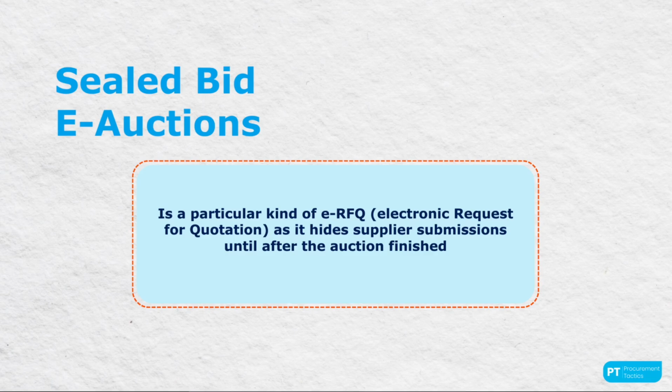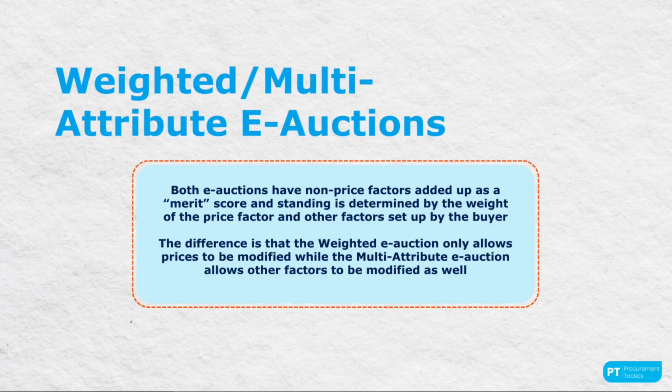There's also one round of submissions which ensures fair competition and that the suppliers provide the best they can offer. Weighted or the multi-attribute e-auctions are two kinds of e-auctions that are extremely similar, but with one major difference. Both e-auctions have non-price factors added up as a merit score. In both e-auctions, standing is determined by the weight of the price factor and other factors set up by the buyer.